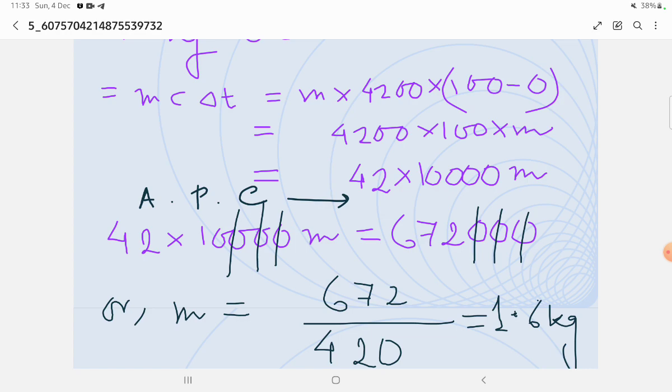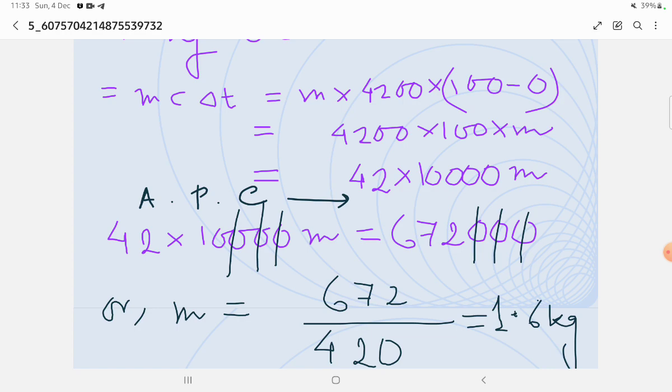According to the principle of moments, the clockwise moment is equal to the anti-clockwise moment. Here also you have to write, according to the principle of calorimetry, the amount of heat lost equals the amount of heat gained. I hope you will remember, because I was in a hurry, so I didn't get the time to write everything in this solution. That's why I'm telling you in the video.